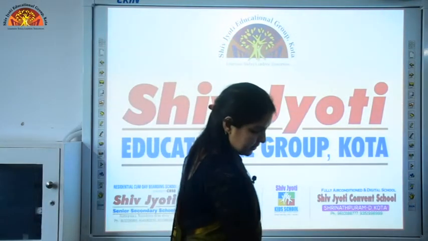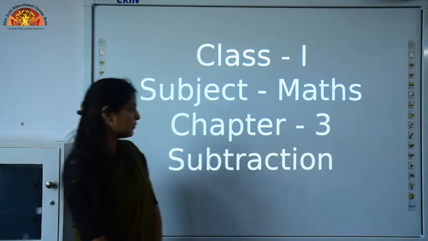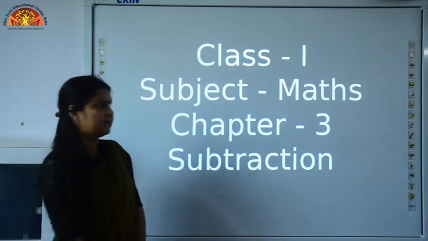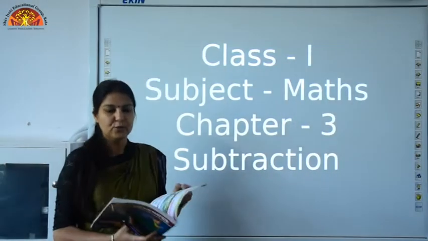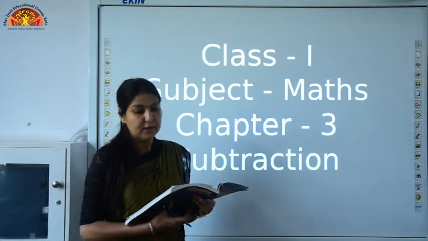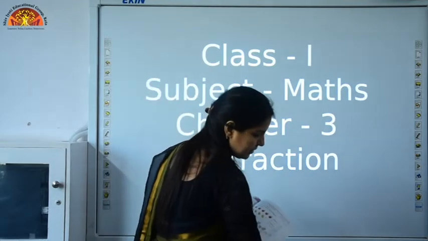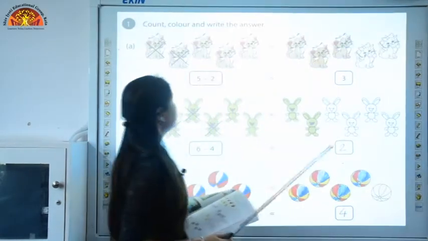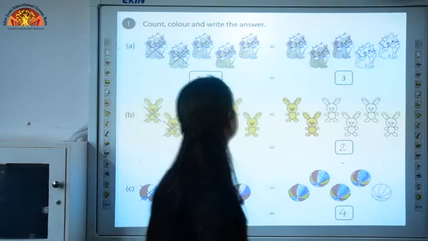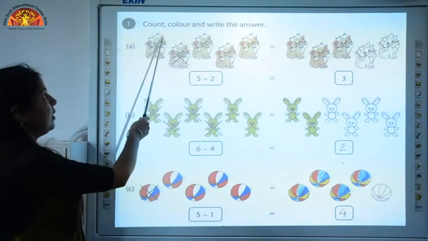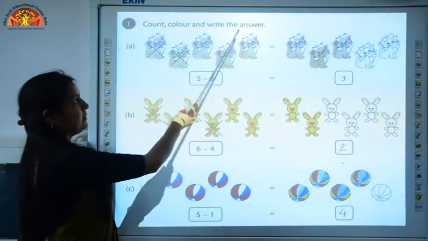So children, today we will discuss chapter 3, subtraction. Take out your book and open page number 44, and let's see the bookwork of this chapter. First of all, we will read the question. 1. Count, color and write the answer.